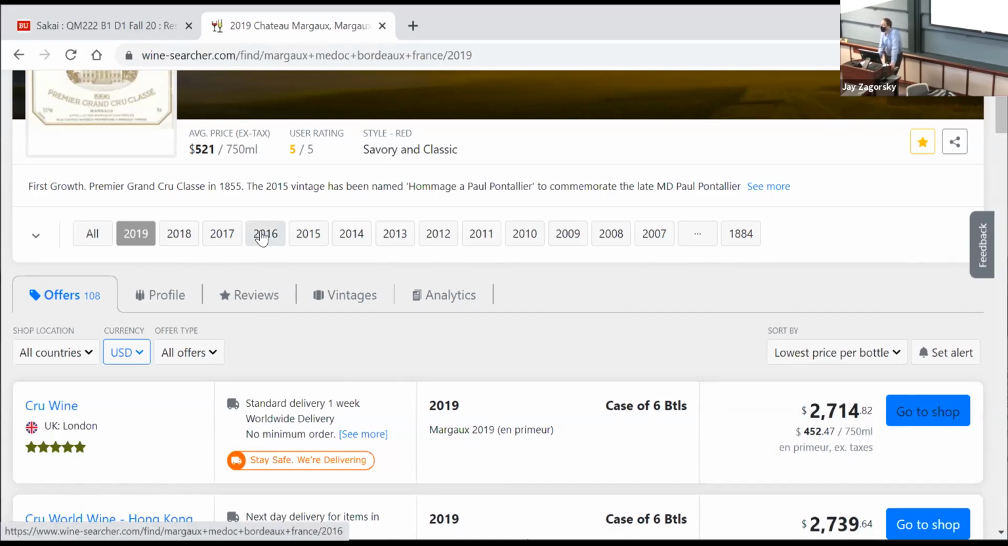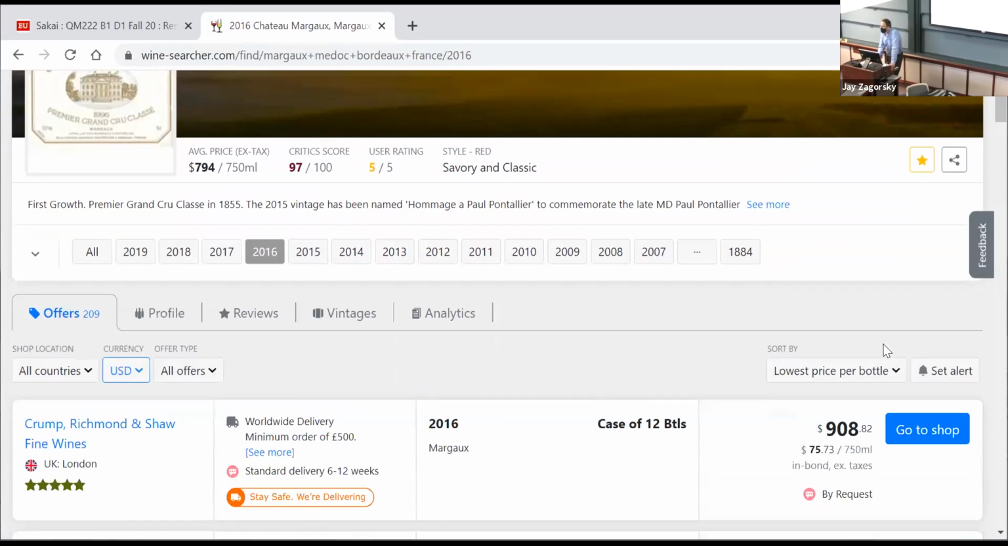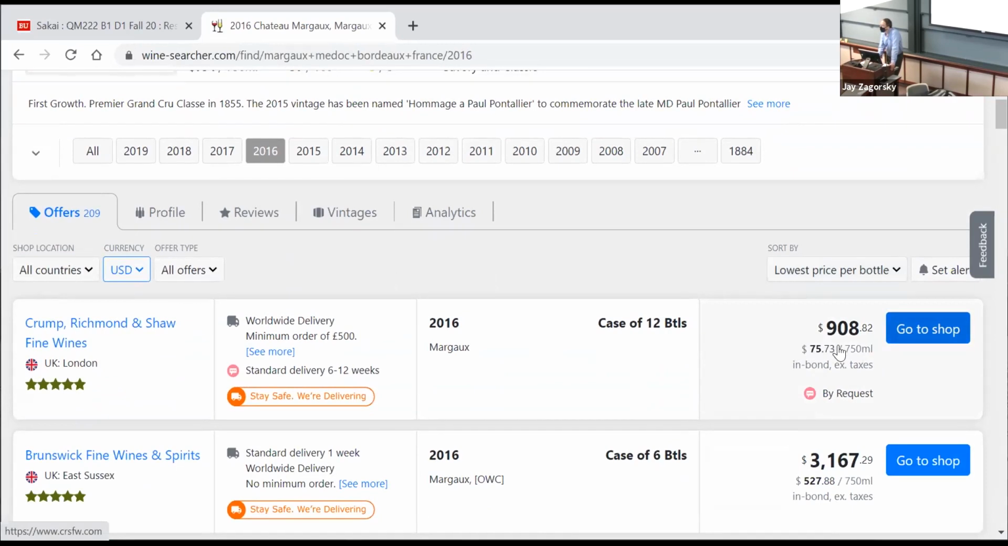Let's jump to 2016. You want to impress somebody, but they can't remember exactly what year. The 2016 is only $75.73 for a bottle of wine. Same grapes, same acreage, slightly different growing season. It's 3 years older. Wait, isn't older wine supposed to be better?